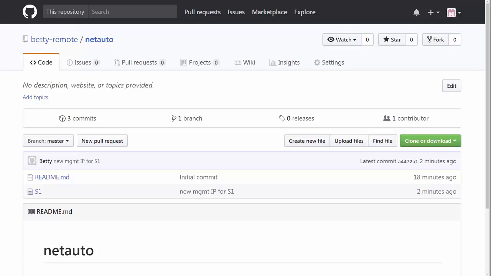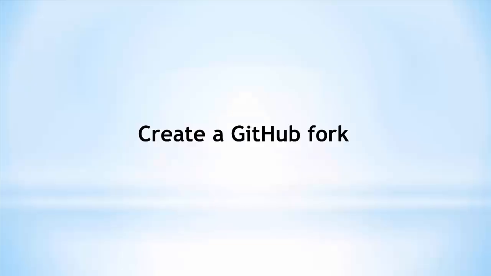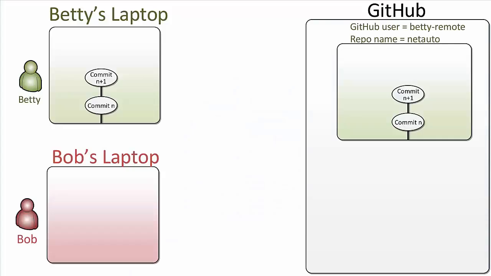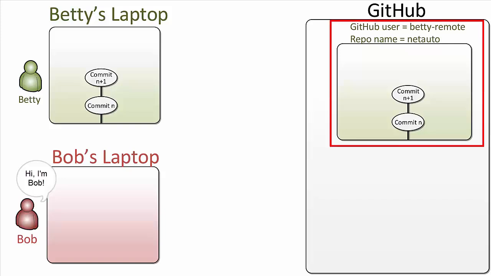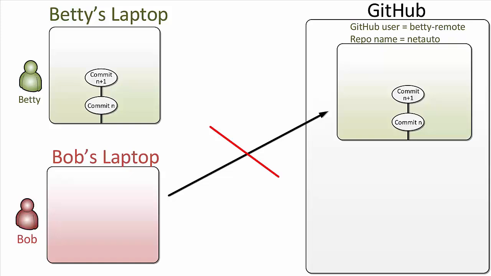We will start this process by creating a fork in GitHub. Create a GitHub fork. In this section, we are going to look at things from the perspective of a second user, Bob. Bob wants to work on the NetAuto repo owned by Betty. Bob does not have write access to the original NetAuto repository. He can't push changes from his local system to the existing repository.